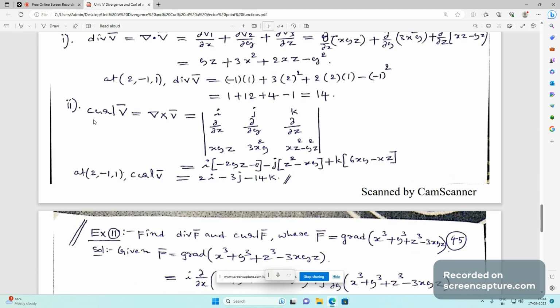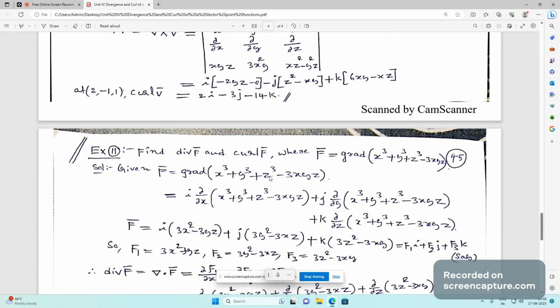Similarly, calculating curl v bar. Del cross v bar, determinant of i, j, k, second row dou by dou x, dou by dou y, dou by dou z, third row v1, v2, v3. Expanding and then substituting the point, we will get curl v bar equals 2 i bar minus 3 j bar minus 14 k bar at the point.